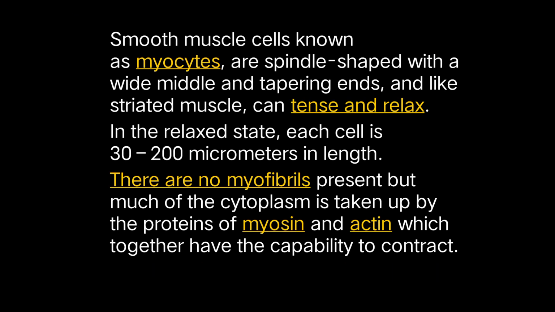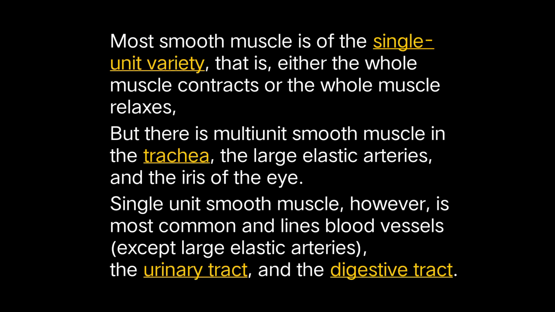Now come to the next thing: smooth muscle cells are known as myocytes and are spindle shaped cells with a wide middle and tapering ends, and like striated muscle, they can tense and relax. In the relaxed state, each cell is 30 to 100 micrometers in length, and there are no myofibrils present, but much of the cytoplasm is taken up by the proteins myosin and actin, which together have the capability to contract. Most smooth muscle is of the single unit variety, that is either the whole muscle contracts or the whole muscle relaxes.